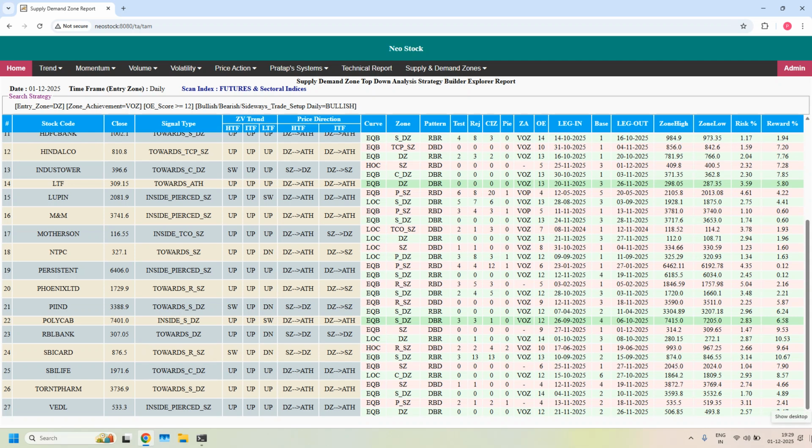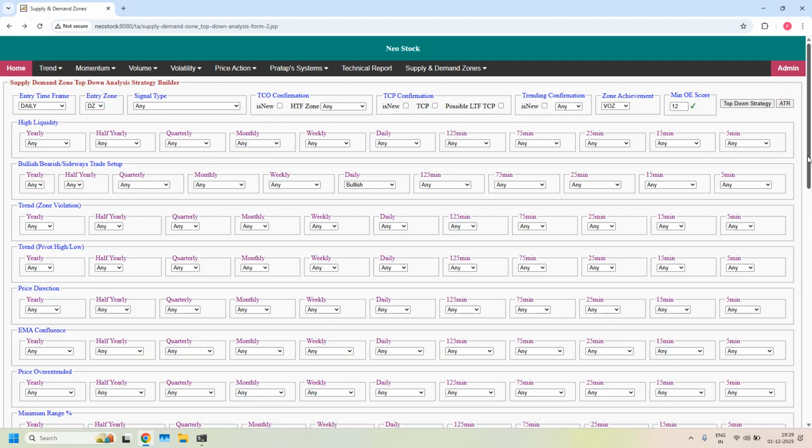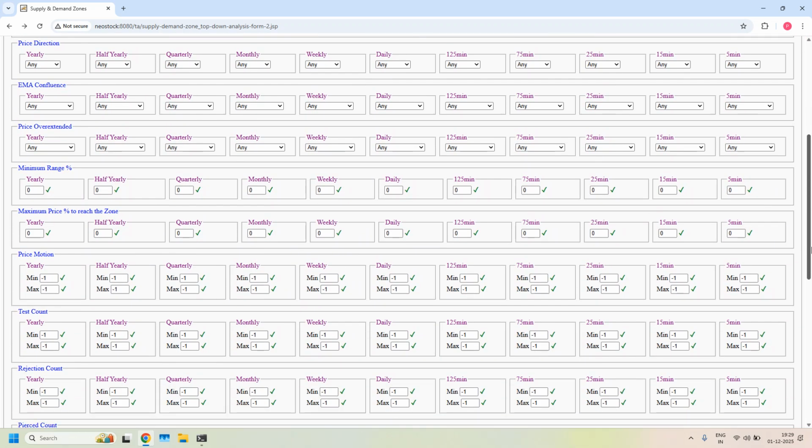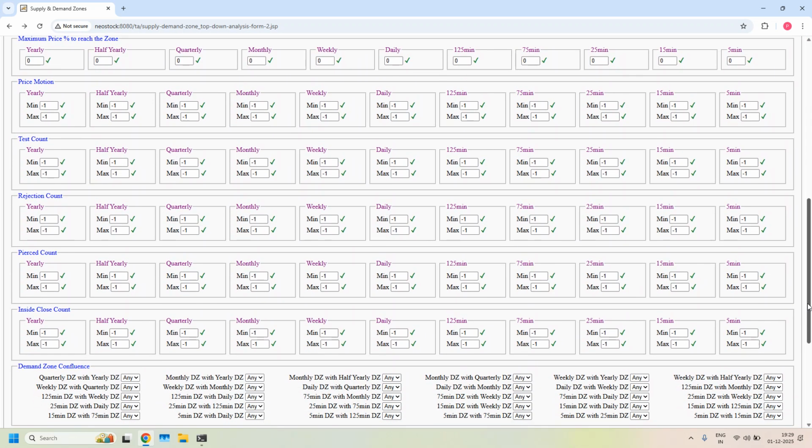Okay, for each strategy I will generate the report, total 2 strategies, but step by step. Each strategy has 2 steps. In the final step, only the report you should use. Okay, first step is LTF and ITF demand zone confluence. Let us apply it to these 27 stocks. LTF is daily, ITF is weekly. So daily and weekly demand zone confluence.